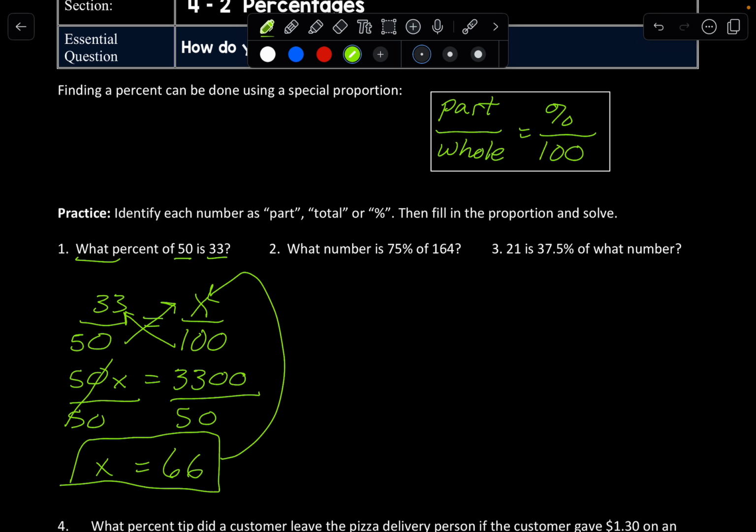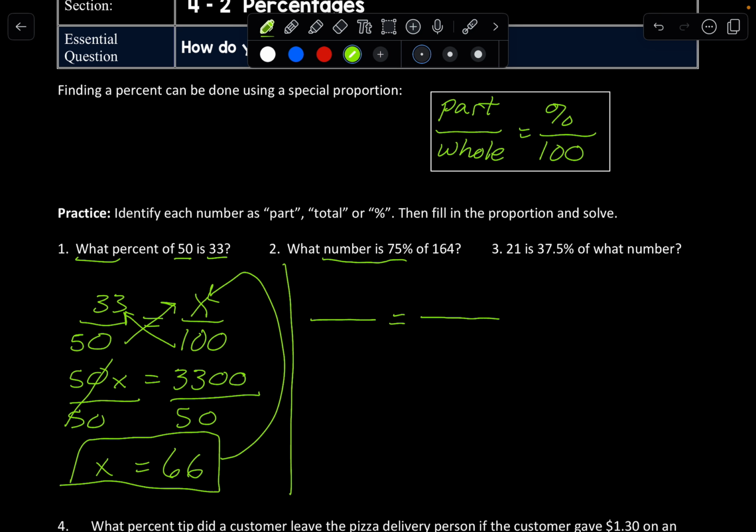Number 2, what we're looking at here, it says what number is 75% of 164. Again, we'll go ahead and set up my little proportion here. The hardest part is just knowing what numbers go where. We're looking for what number is 75%, so we're looking for the part there.